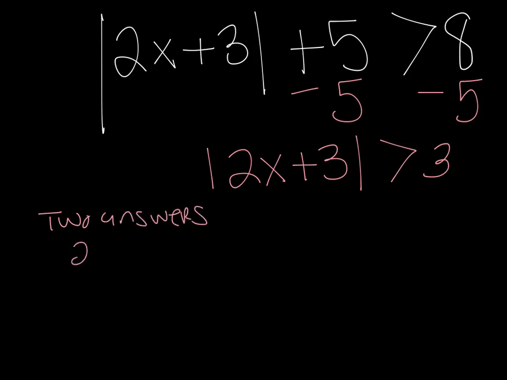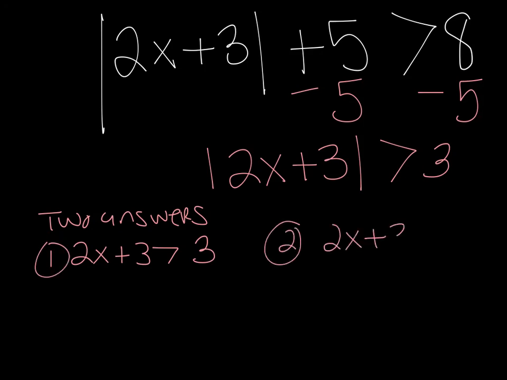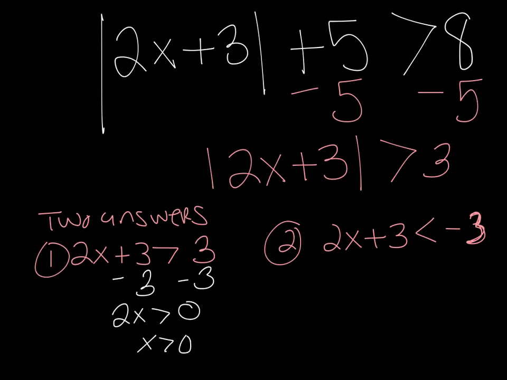So our first one's going to be 2x plus 3 greater than 3. And our second situation is going to be 2x plus 3 is less than negative 3. Now you have to flip the sign when you change it to a negative. So solving for x on both sides, subtract 3 on both sides. So I have 2x greater than 0, so x must be greater than 0. And on the other side, 2x is less than negative 6, so x must be less than negative 3.